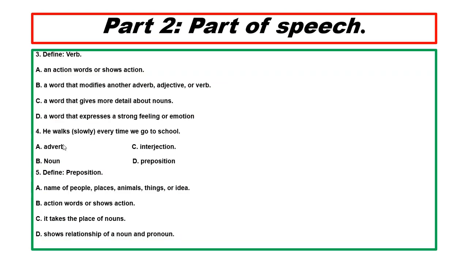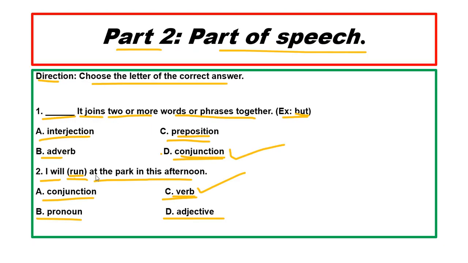Okay, next. Define verb. So when we say define verb, this is number three. So it means that we need to give the meaning. Okay, so letter A, an action words or shows action. So here is a verb here. So what do you think about this one?